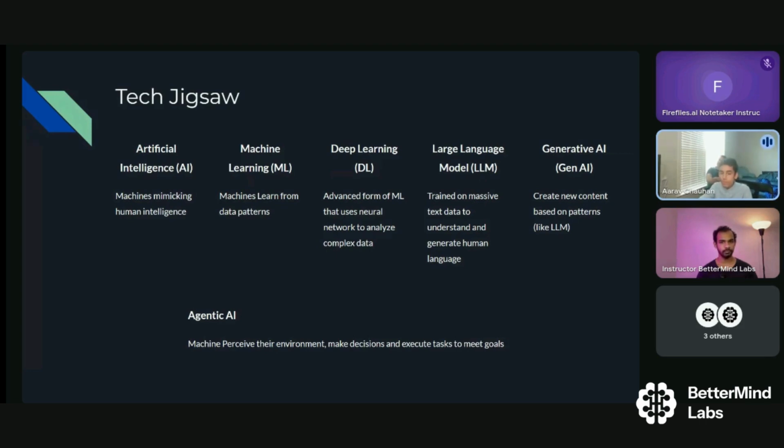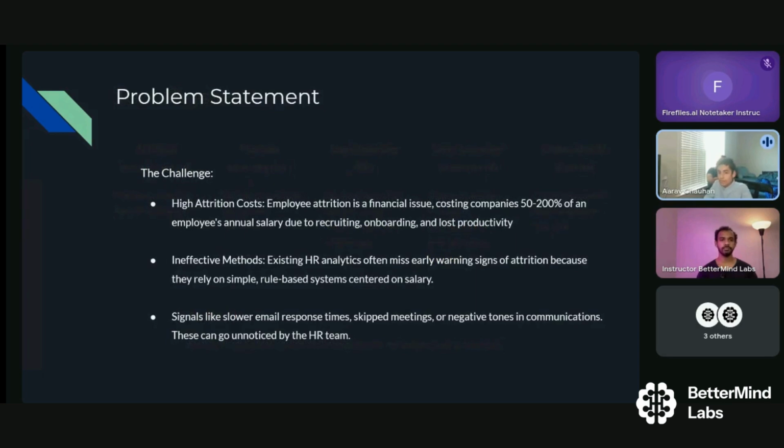So now we'll talk about our problem statement. The challenge here is that when an employee leaves a company, it costs 50 to 200% of their yearly salary due to recruiting, onboarding, and productivity. Current tools such as HR rule-based methods can miss small warning signs such as slow email replies, skipped meetings, or negative tones in communications.